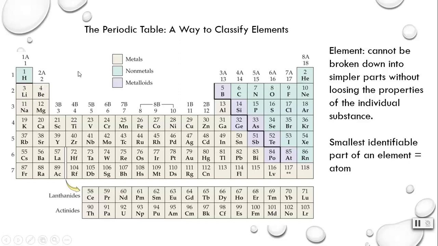So elements cannot be broken down into simpler parts without losing their unique properties. The smallest identifiable part of an element is called an atom. And we will talk more about the particles that make up an atom, but atoms are the smallest identifiable part of an element.